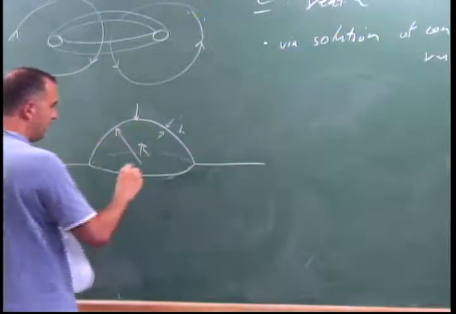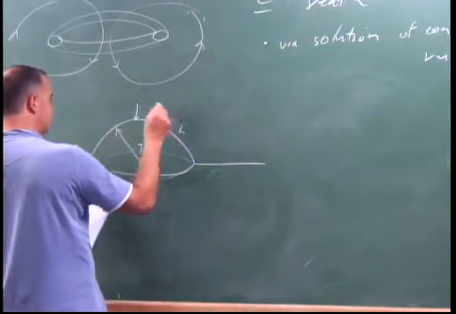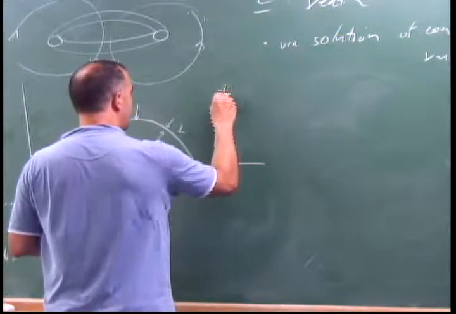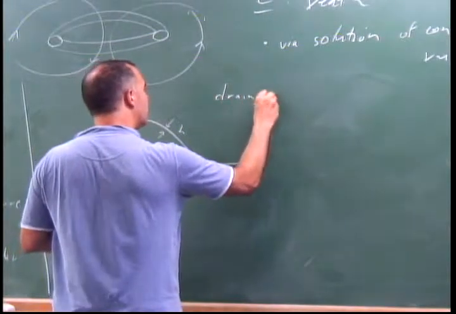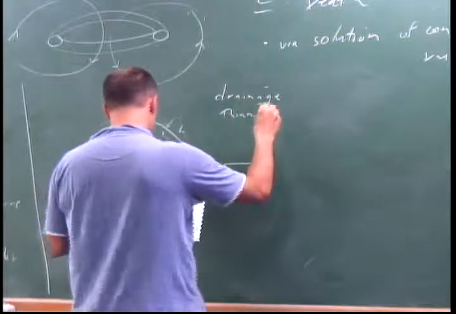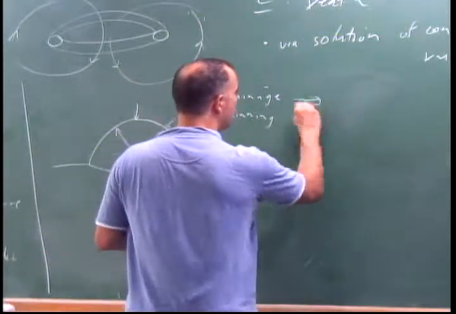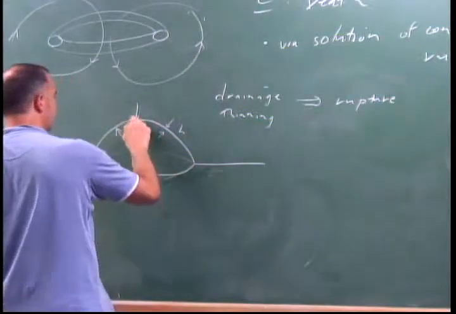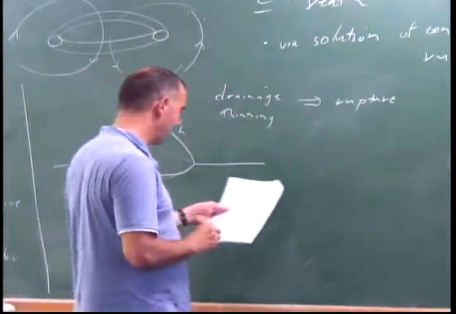Okay? And so then when it ruptures, okay, so here we have drainage, thinning, and then rupture. So let's say it breaks there. So what happens when it breaks?